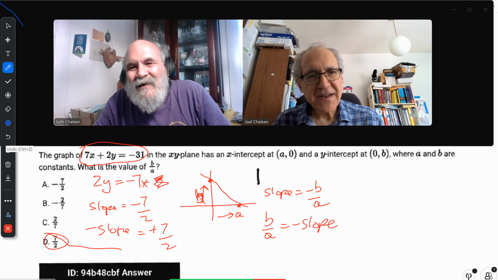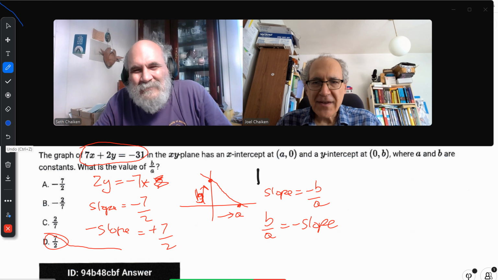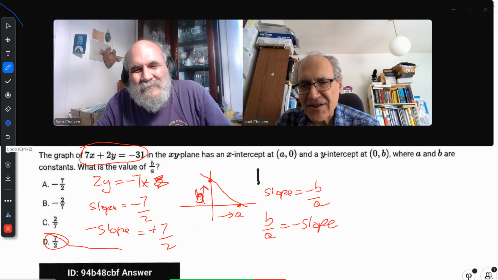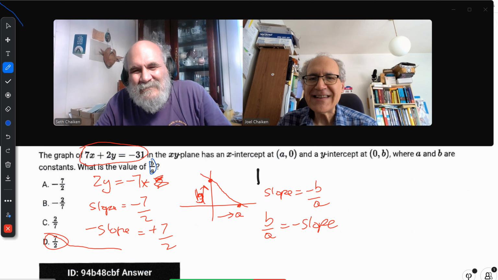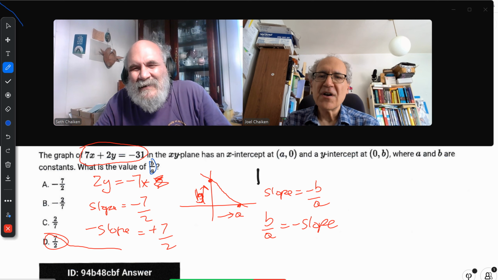So in other words, what you did is rather than calculate B independently of A and then divide them, you went directly for the ratio of B over A, never ever calculating what A and B actually are. That's correct. Only the ratio. Right. Yes.